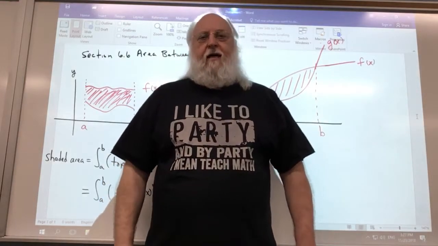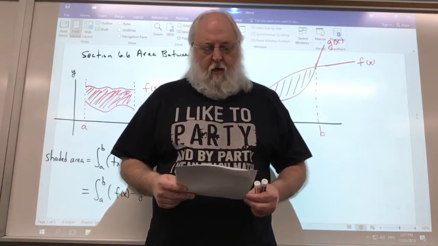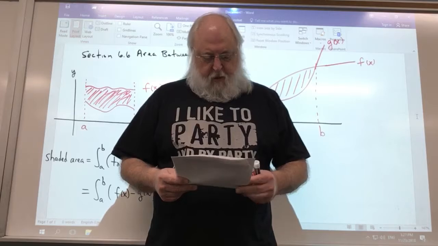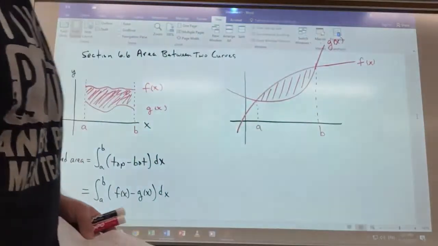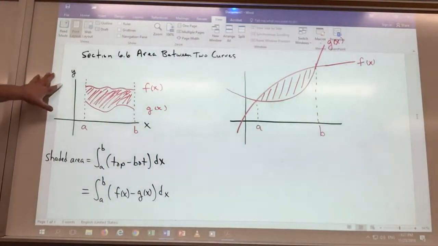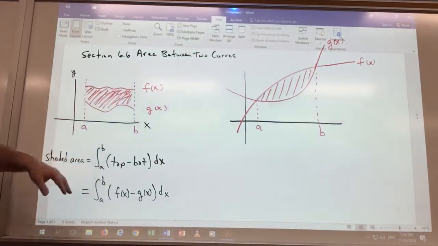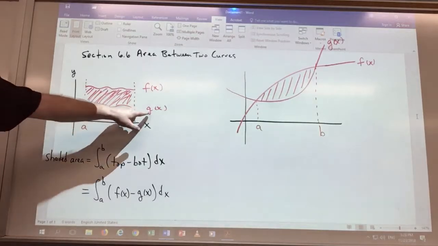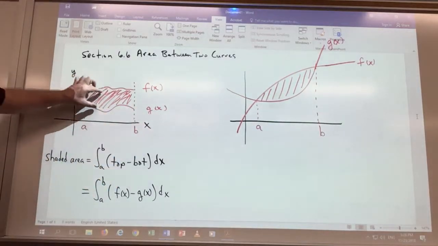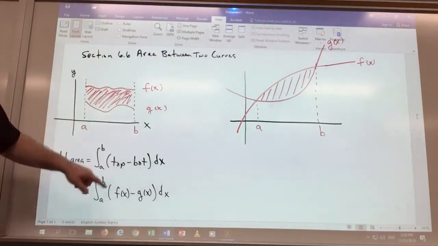Hello class. In this video we begin the discussion on section 6.6 in your note packet on the area between two curves that begins on page 93. So here I have the coordinate plane. I'm just drawing the first quadrant, and I have the graph of two functions in this coordinate plane. The top function I've labeled f of x, and the bottom function I have labeled g of x. And we are interested in the area between those two functions from x equals a to x equals b.